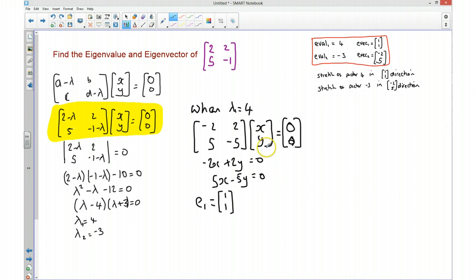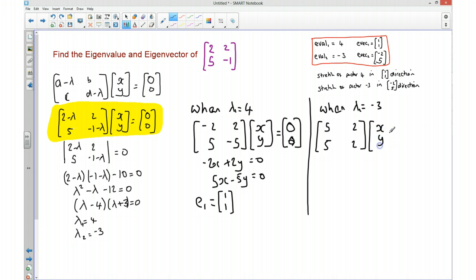Now I'm going to have a look at when lambda is equal to negative 3. That's our second eigenvalue, and I'll put a line down here so we can separate that. This time I'm going to put negative 3 into here, so that's going to give me 5, 2, 5, and negative 1 take away negative 3 is going to give me 2, times x, y equals 0, 0.